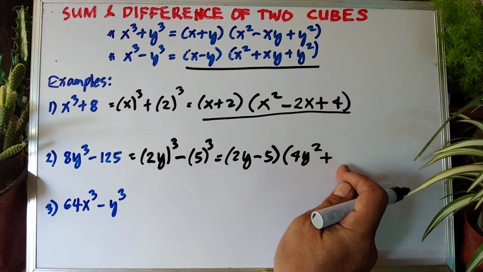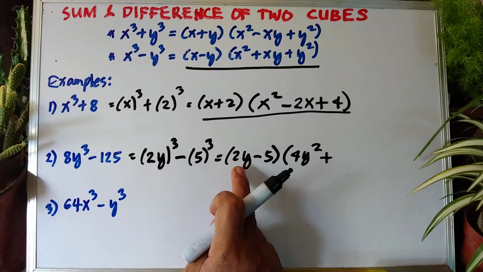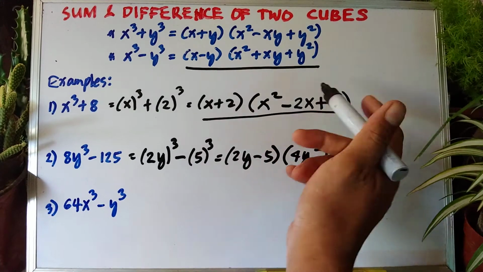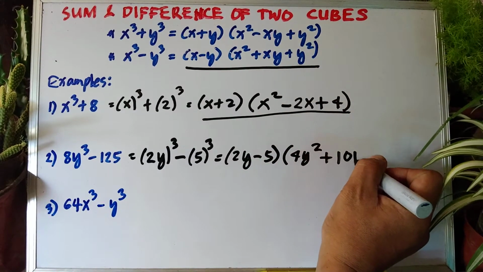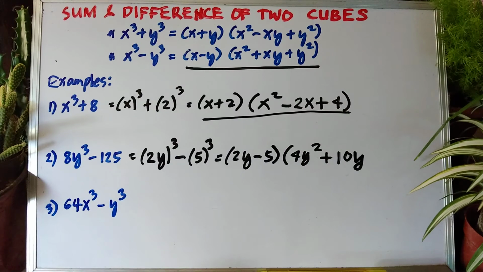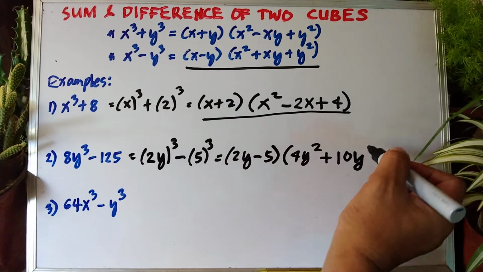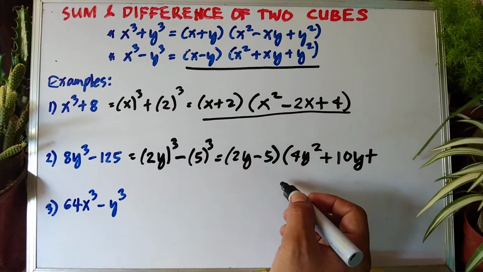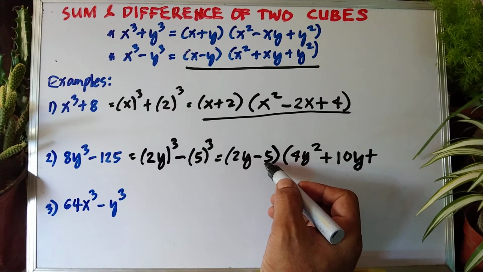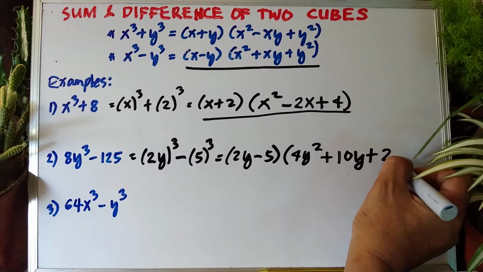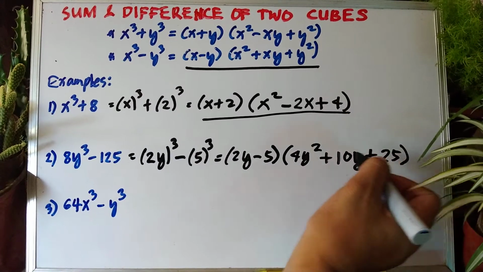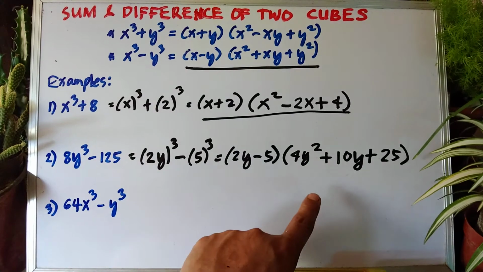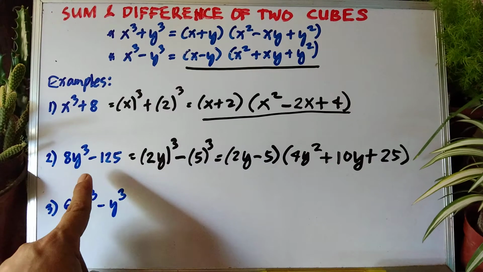How do we obtain the second term here? We just multiply 2y times 5. You have 10y. Okay? Can you follow? Now, the last one. How do we obtain the last term? It is just the square of 5. So 5 times 5, you have 25. So that's it. That's the factor of 8y cubed minus 125.